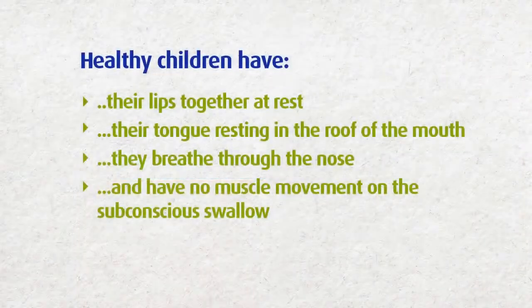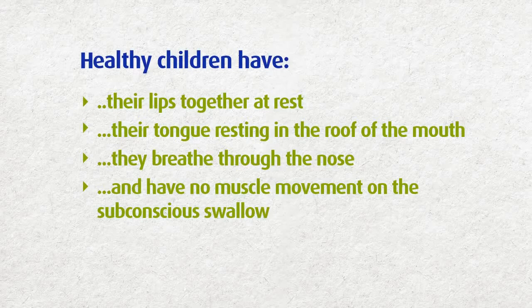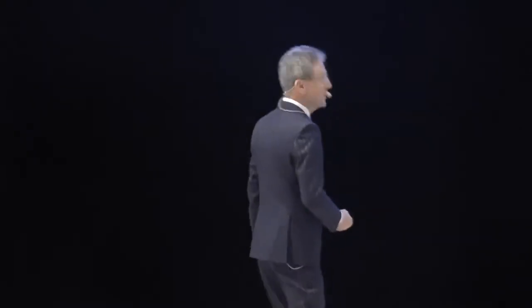the bones are distorted. And so if you want to have healthy children, they need these 4 patterns. They need to have their lips together at rest, tongue in the roof of the mouth, breathing through the nose, and have no muscle movement on the subconscious swallow. And if they grow up with those patterns, they will have straight teeth. And if they're missing any of those patterns, then they won't have straight teeth. So this is a problem that's very much associated with our modern civilized world.